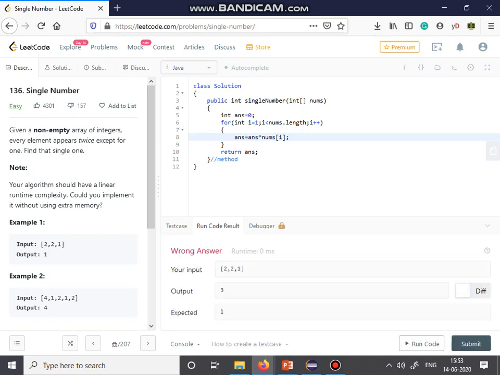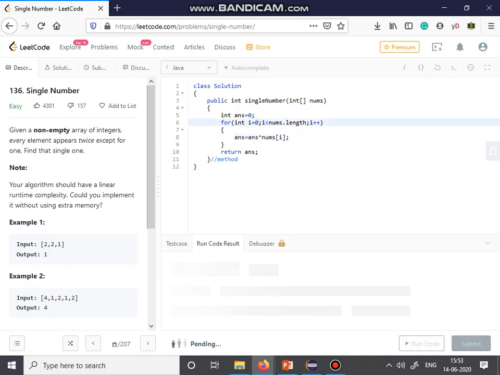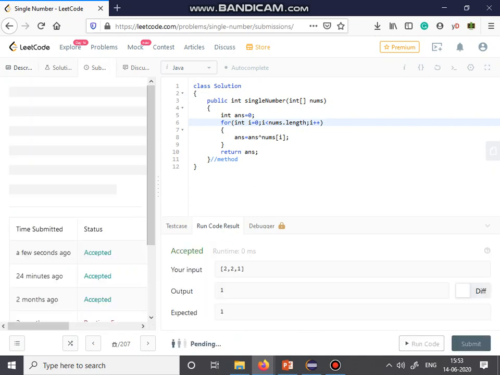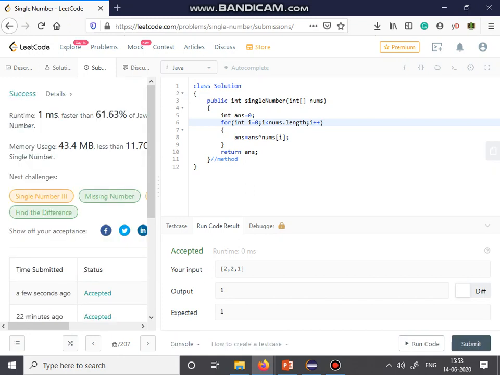Okay, wrong answer. I ran this from i equal to 1, it should be i equal to 0. Yeah, it's correct. Let's check. Yeah, it's accepted. Great. So this is the solution to the problem.